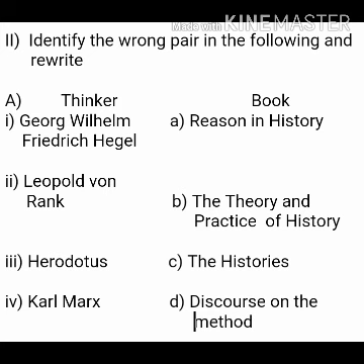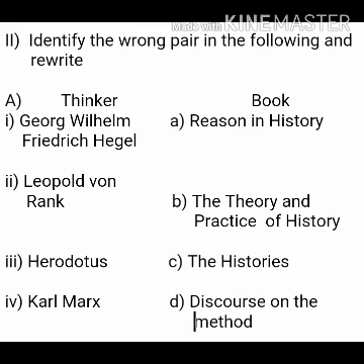So let's start with the first identify. In the first group, first one is George Wilhelm Friedrich Hegel. He has written the book Reason in History. Second one, Leopold von Ranke. He has written the book The Theory and Practice of History. The third one is Herodotus. He has written the book The Histories. And the fourth one is Karl Marx. He has written the book Discourse on the Method. So among all these four, one pair is wrong. So we should know now who has written which book correct and which one is wrong.